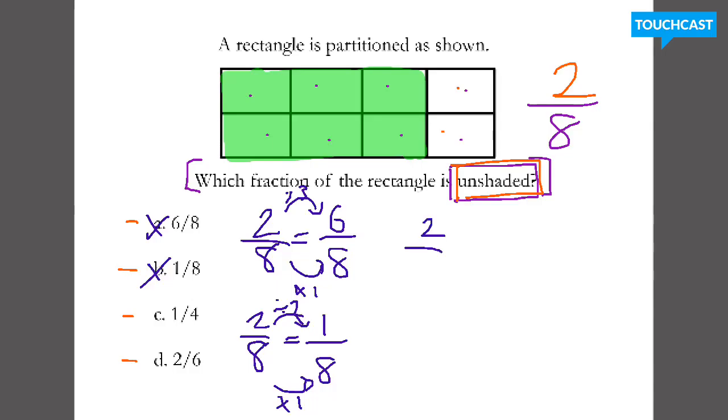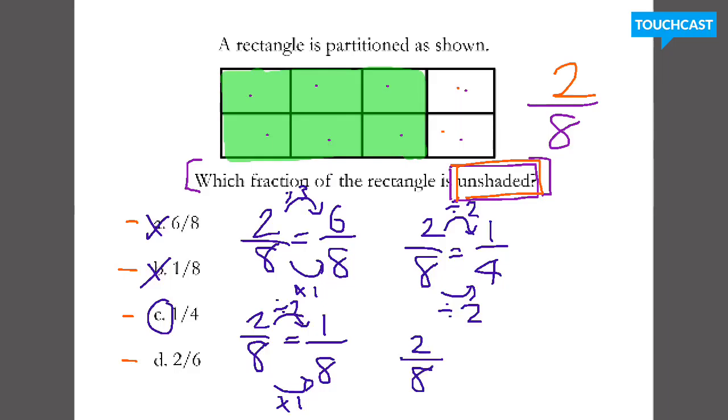Alright, 2/8 equals 1/4. How do I get from 2 to 1? Divided by 2. How do I get from 8 to 4? Divided by 2. Oh, there's a match. Let's take a look at our last one to make sure.